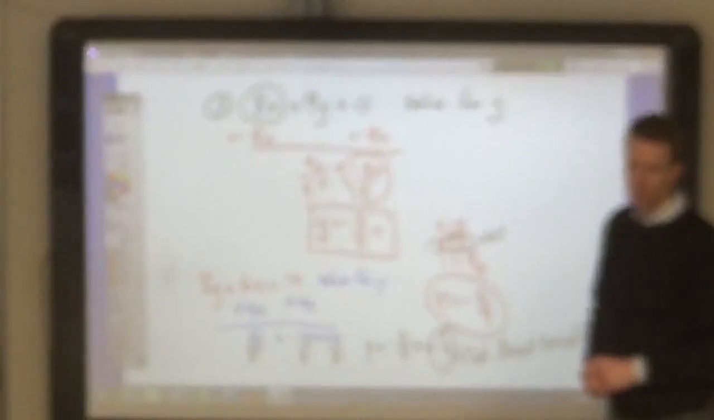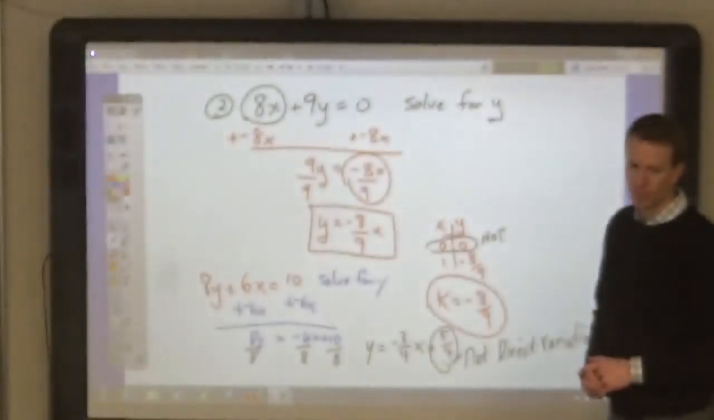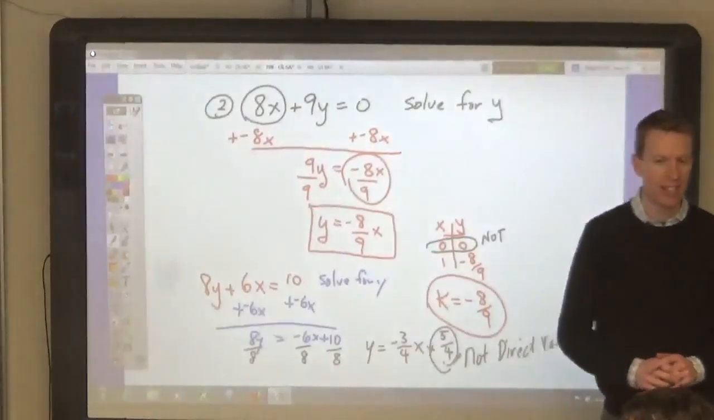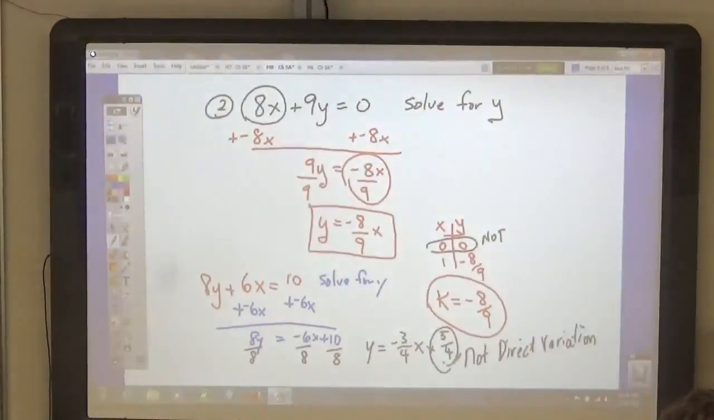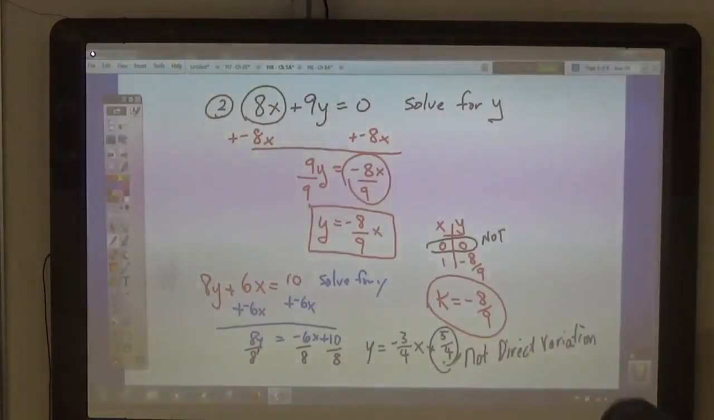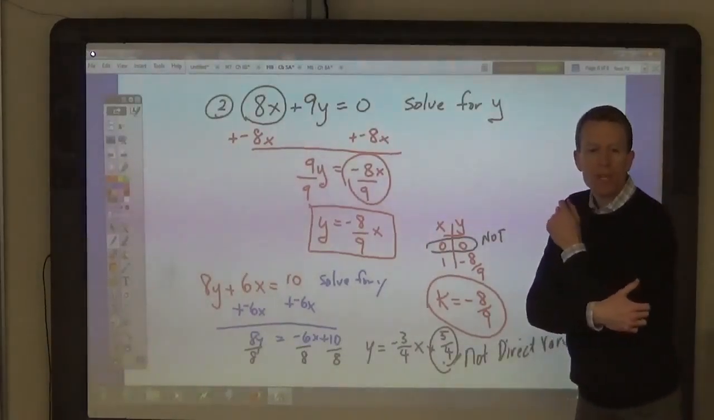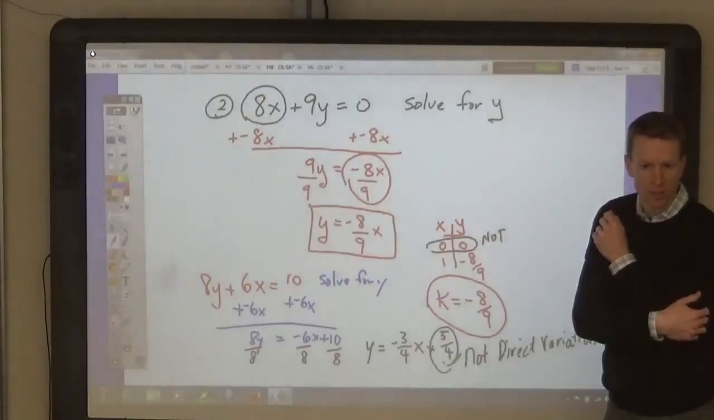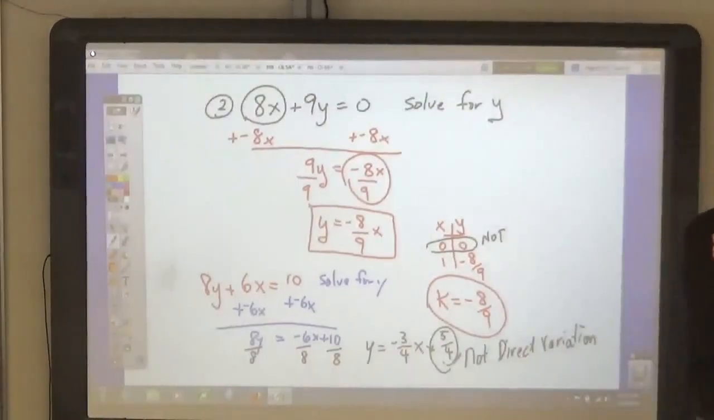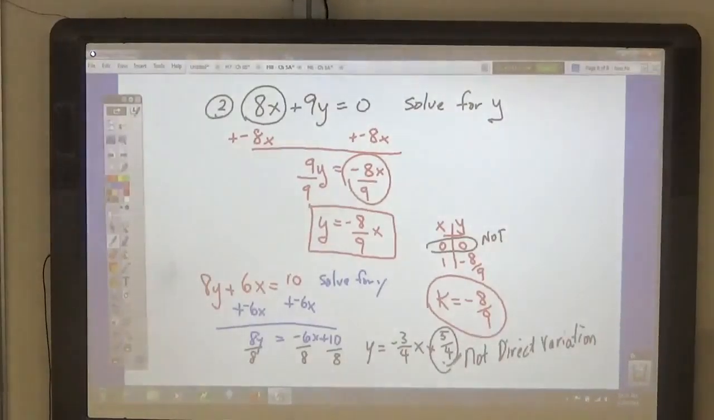You can't just say those general statements. When it's a direct variation, they all have to be variable terms. Yes, they all have to be variable terms.